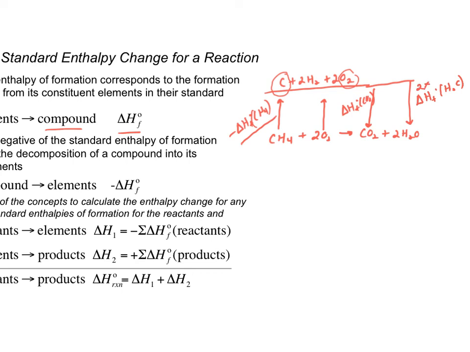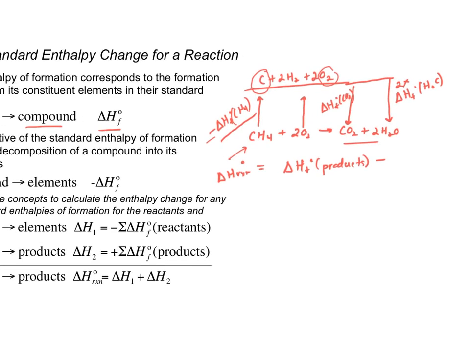So what does this kind of come down to? All of these guys, this reaction, if we want the enthalpy for this overall reaction at standard state, is essentially just going to be the sum of the enthalpies of formation of our products minus, because there's a negative in front because we're reversing it, the enthalpies of formation of our reactants.